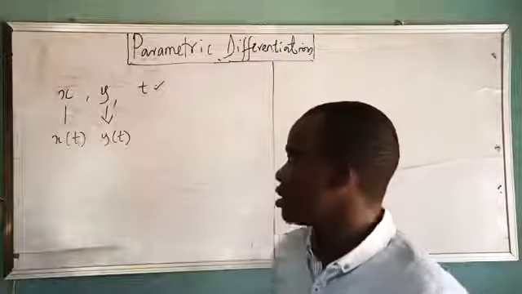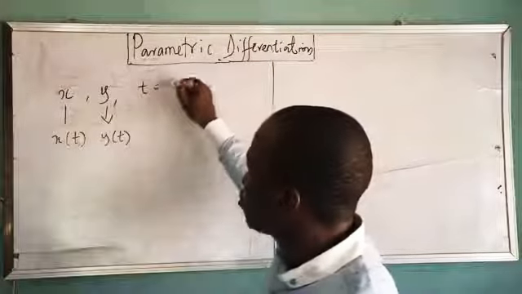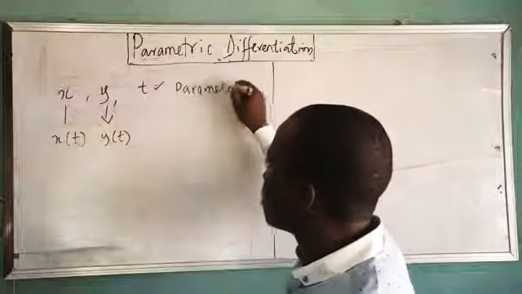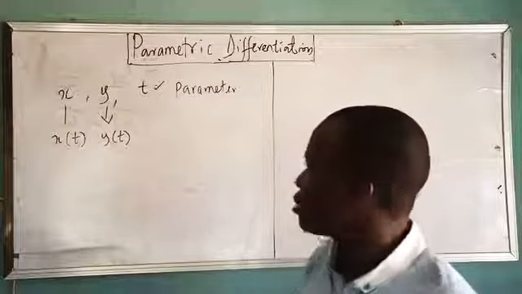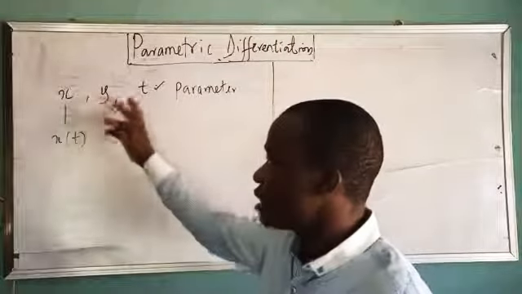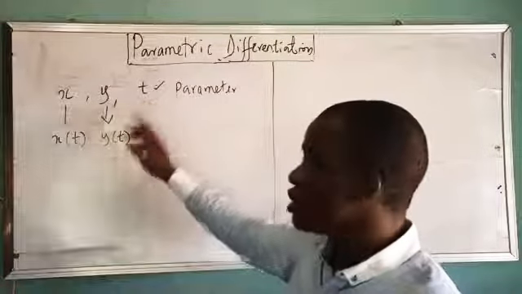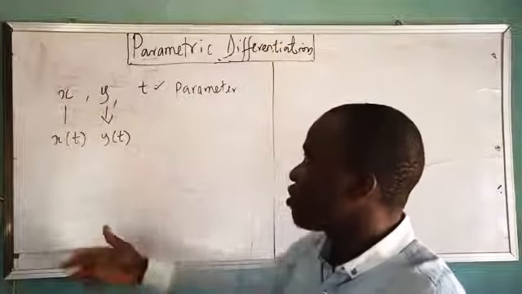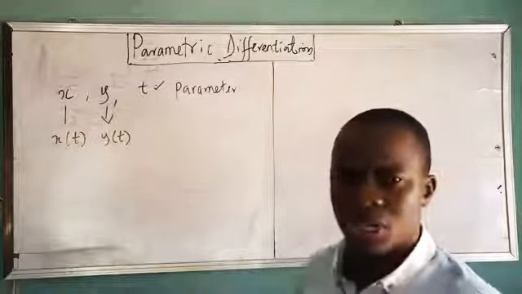Are you getting what I'm saying now? So since we have this t, we call it the parameter. So our t, that is this variable t, is called the parameter. So you'll be given two functions like x and y, then a third variable t. So the x and y will now be expressed in terms of this third variable, which is t.